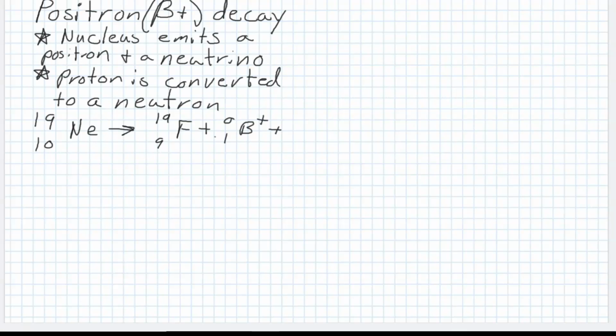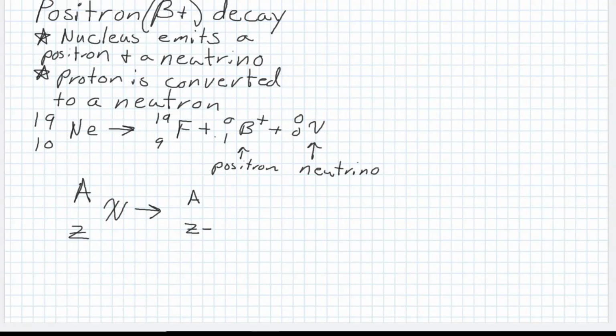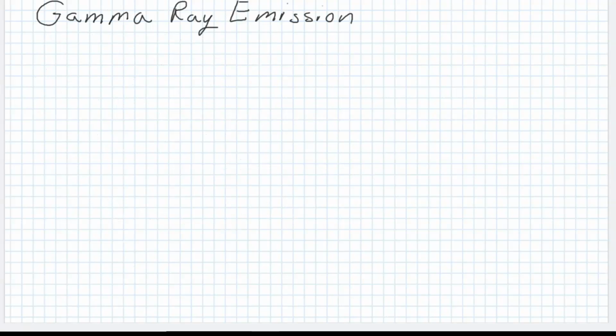A positron has a positive charge, and I emit a neutrino. This is the positron, and this is the neutrino. Remember, you can tell the difference between a neutrino and an antineutrino, because the antineutrino has a bar above it, and the neutrino does not. So if we look at the general structure for positron decay, keep the same atomic mass, and we decrease our atomic number by 1. So because we decreased our atomic number, we become a different element, and we have our positron and our neutrino.